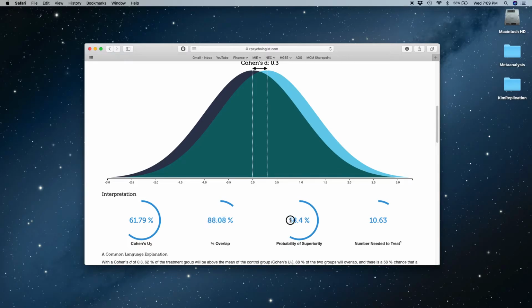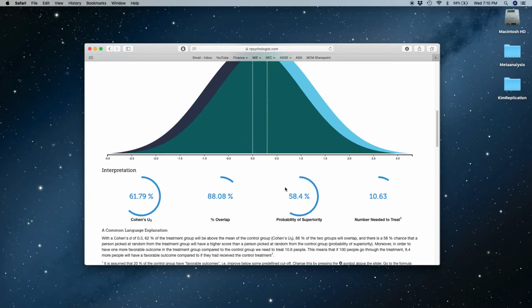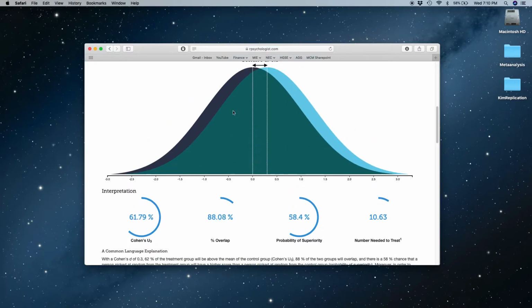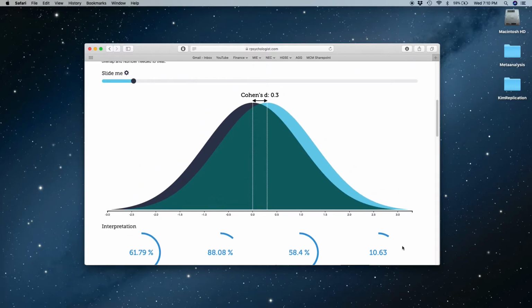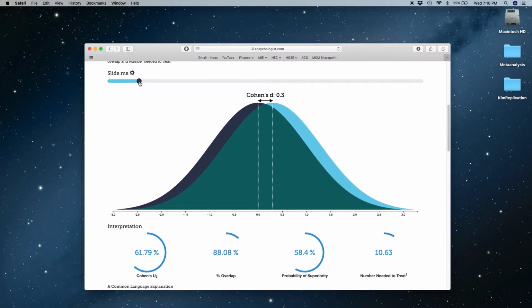This one, the probability of superiority at 58%, is saying if you randomly chose a person from the treatment group and a person from the control group, what's the probability that the person from the treatment group would be higher? And then this idea of Cohen's U here is like saying 62% of the treatment group will be above the mean of the control group, which is that dotted line here. As you play around with the slider, you can see how these things change.